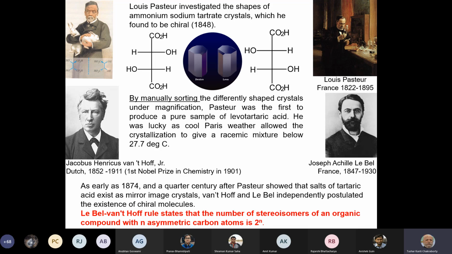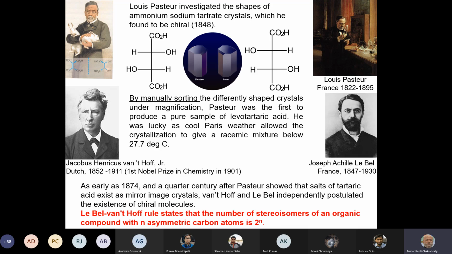And normally it doesn't happen, because if you have a racemic mixture, you can learn in more detail in the phase rule, but I will not go into the detail. This racemic mixture sometimes crystallizes as a racemate. It does not crystallize separately.